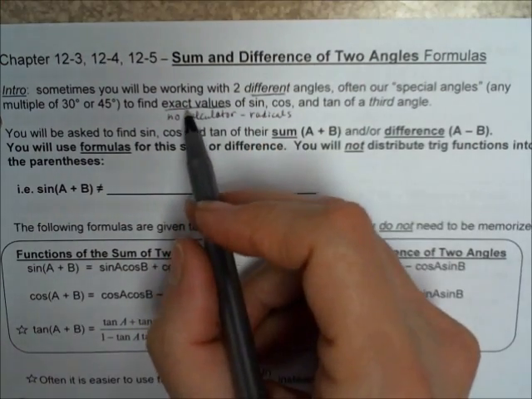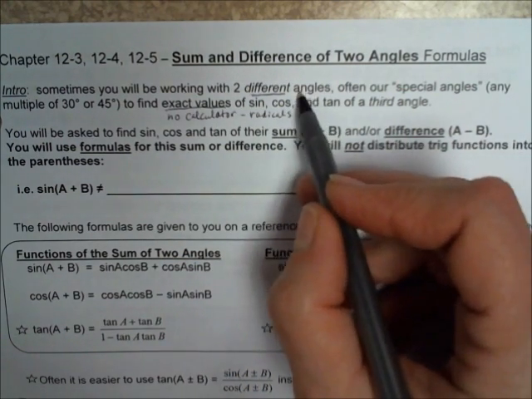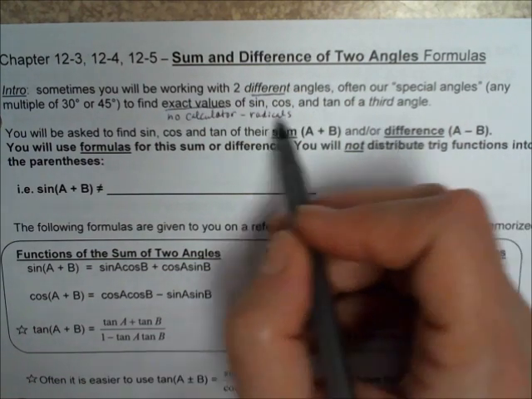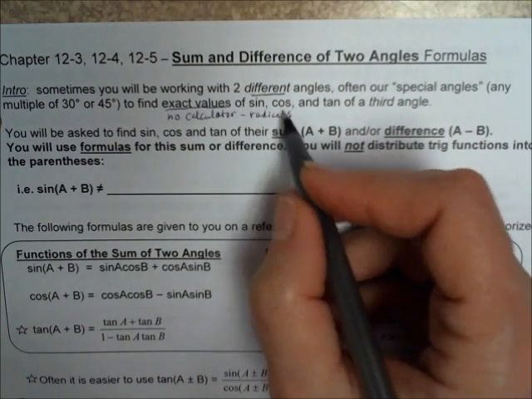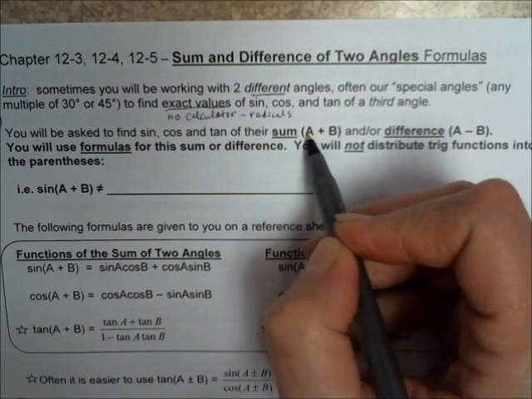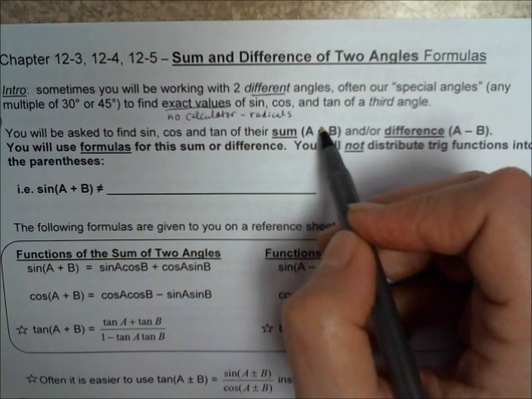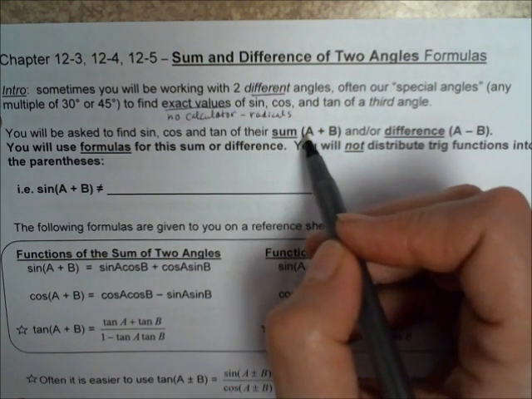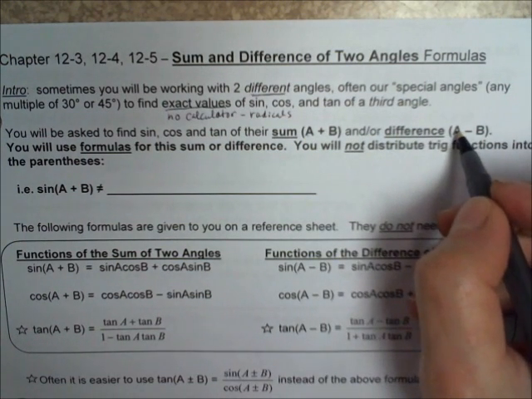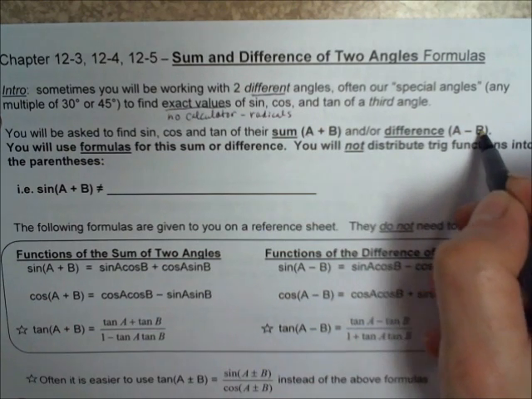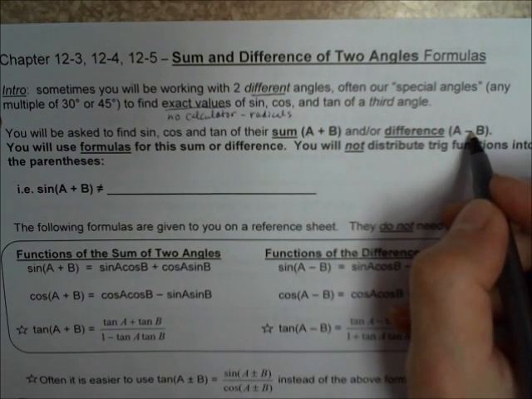So we're going to be finding exact values of the sine, the cosine, and the tangent of a third angle after we're given the two different angles in the beginning. And what we're going to be doing is finding the sine, cosine, tangent of their sum. So we have two different angles, maybe a 30-degree angle and a 45-degree angle. And 30 and 45 is 75 degrees. And we're going to be asked to find the exact value of maybe the sine of 75 degrees. Or maybe their difference. Maybe we'll have 30 minus 45 degrees, which is negative 15. Maybe we'll find the exact value of a negative 15-degree angle.